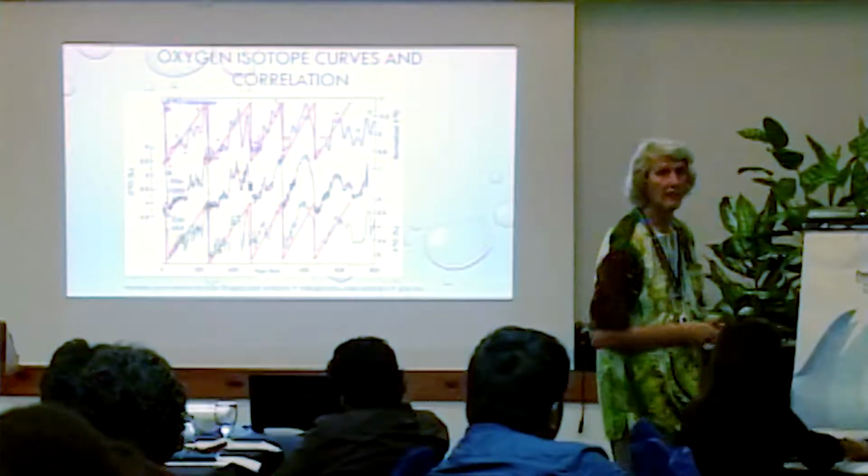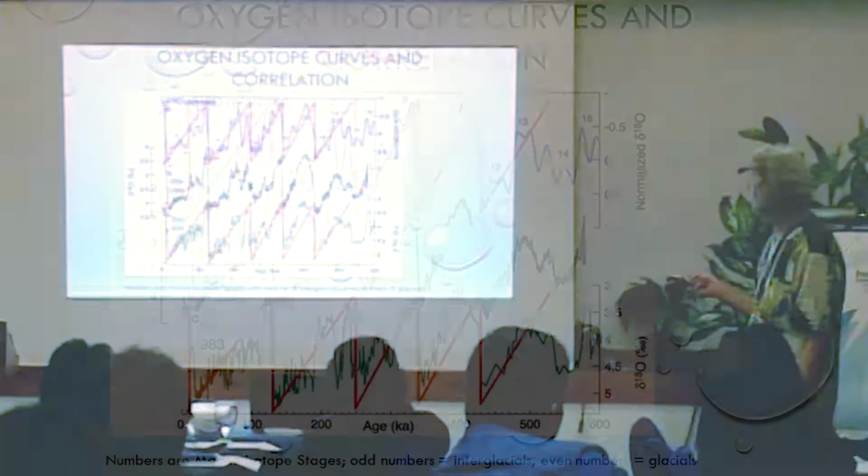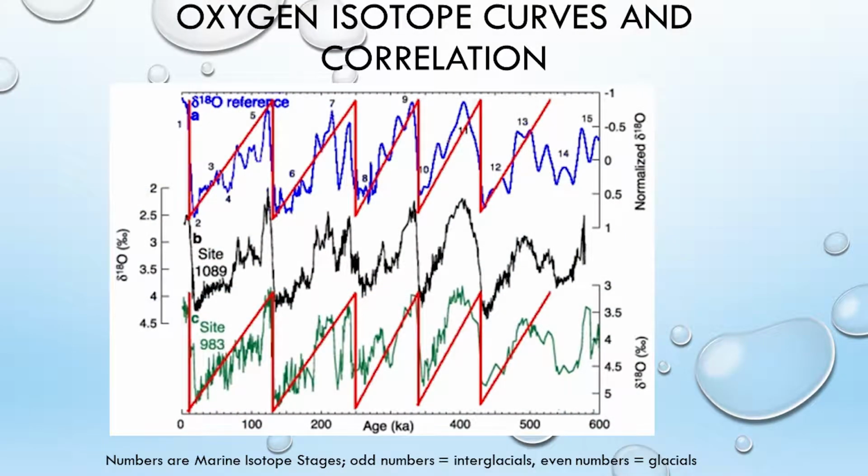So this is just some graphs showing oxygen isotope ratios over the last 600,000 years. Various sites there, I cannot even remember where they are. Site 1089, 983, I have no idea where they are. But you can see that we have the same basic signal between each of those. Where the graph is at a peak, odd numbered, those are interglacials.